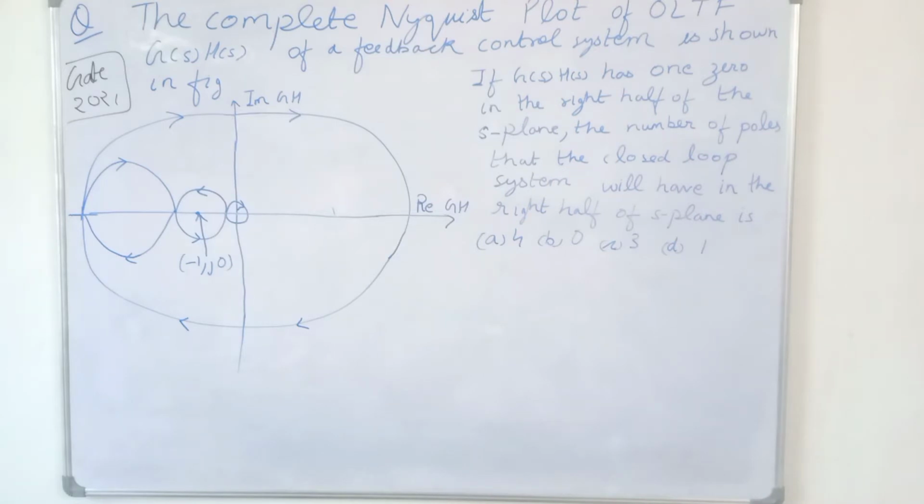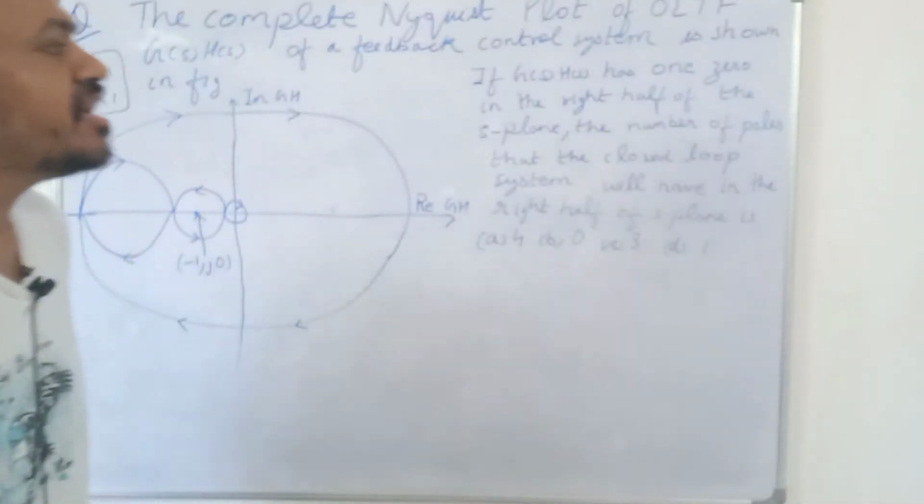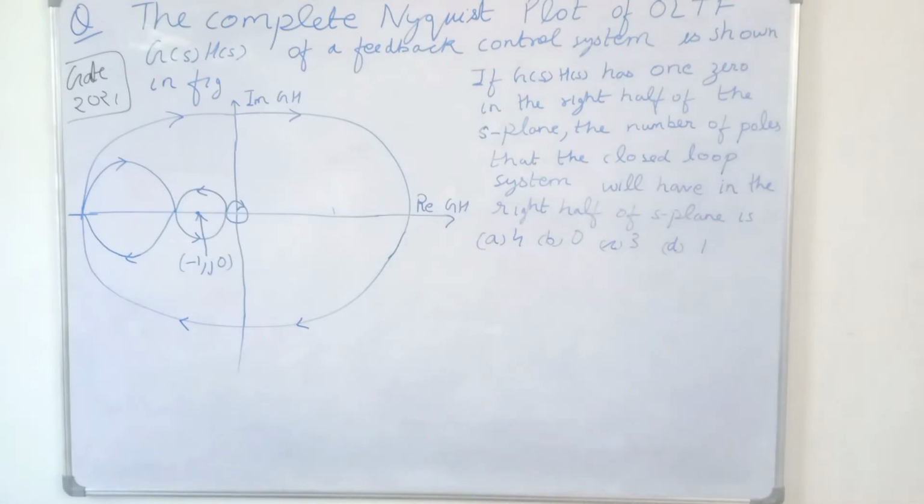Now the question says that G(s)H(s) has one zero in the right half of the S plane. So it is talking about zero. Then we have to find the number of poles that the closed loop system will have in the right half of S plane.